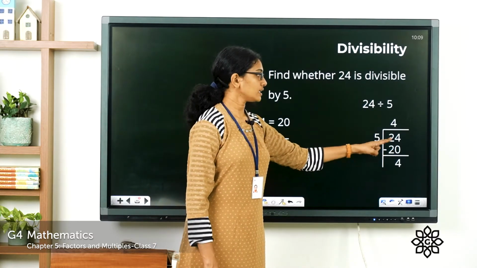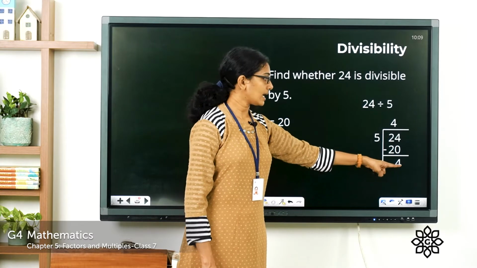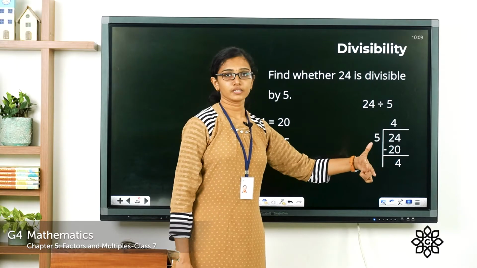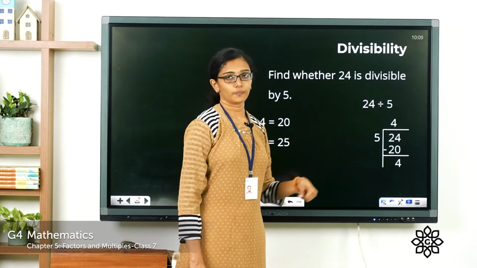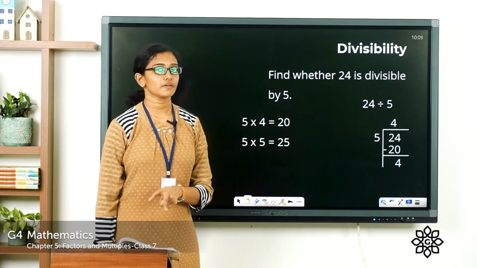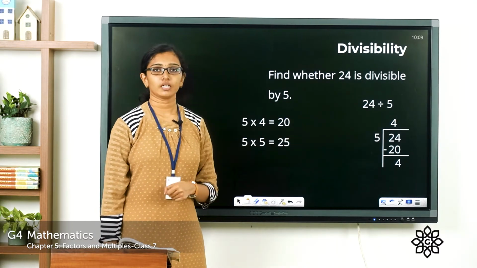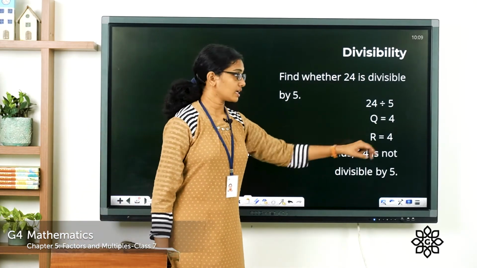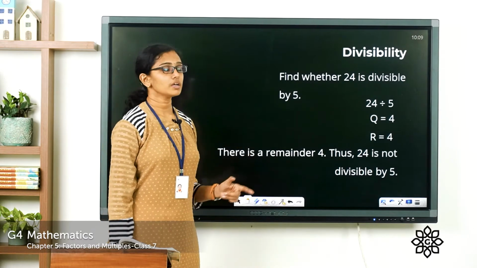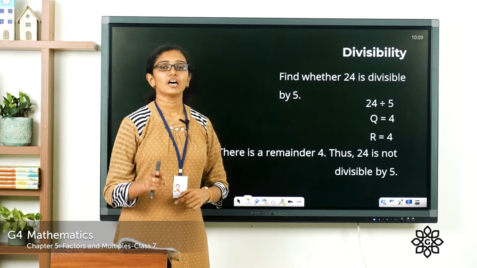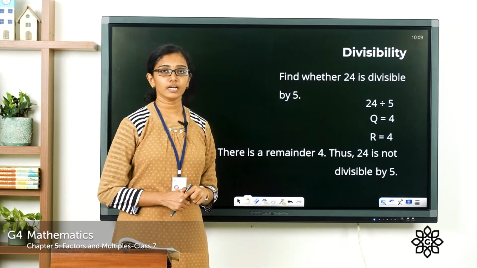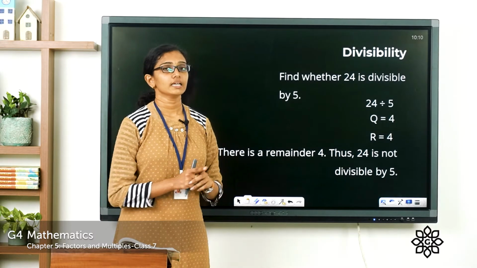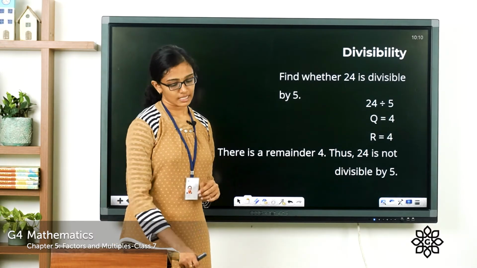So, 5 4's are 20, and after subtracting the numbers, we get a remainder 4. No more digits to bring down, and we cannot divide 4 by 5 as well. So, here we have the remainder 4. Is the division complete? No, the division is not complete and there is a remainder 4. The quotient here is 4 and the remainder is also 4. So, since we have a remainder 4, we can say 24 is not divisible by 5. Clear? If there is a remainder, it means the division is not complete. So, we can say the first number is not divisible by the second number.